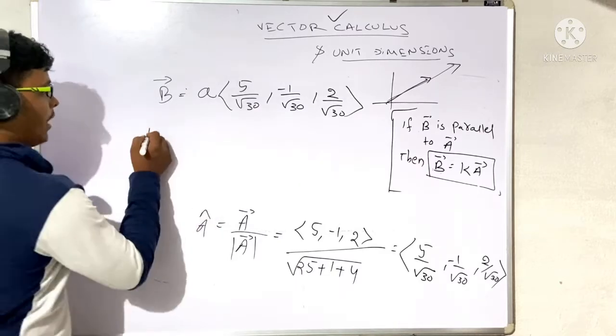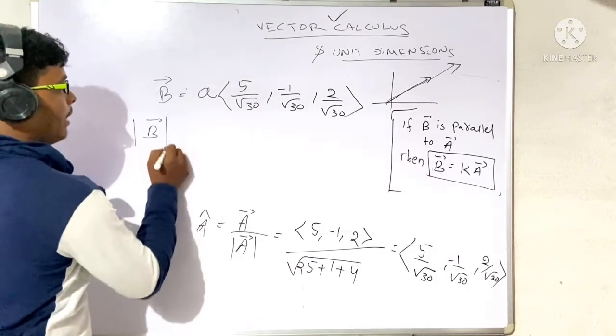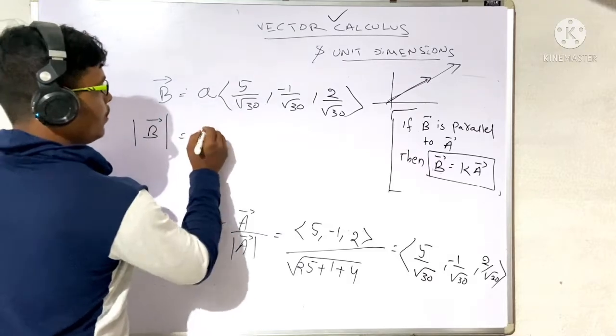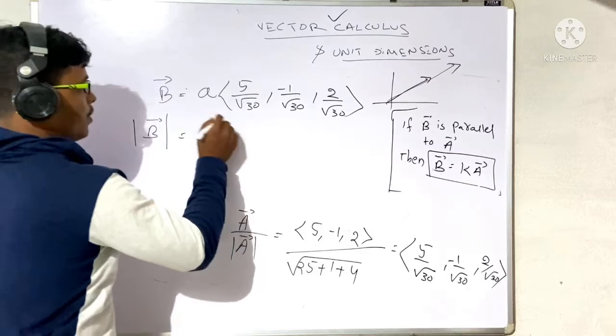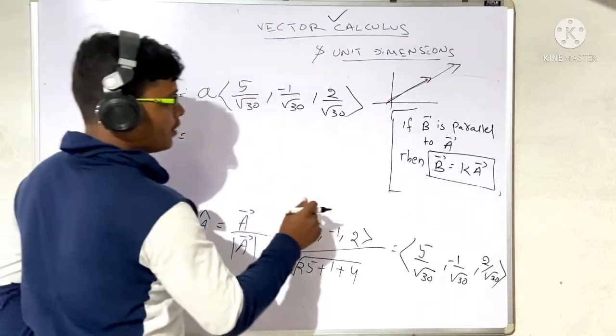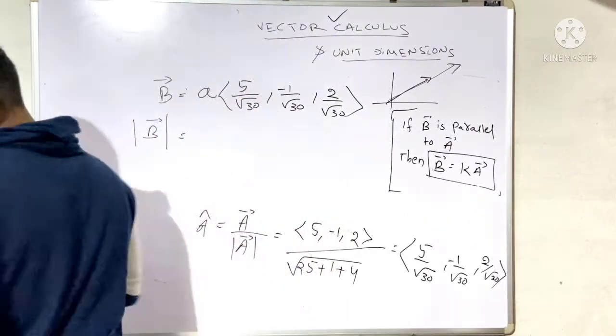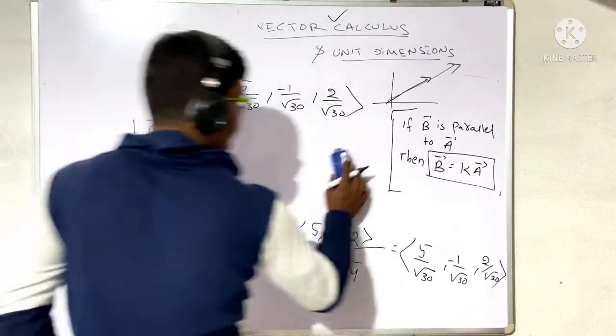So now we will find the magnitude. Find the magnitude. So this is the magnitude. So a will be multiplied to each component. So what is the B vector? Just write it. So this is the B vector.